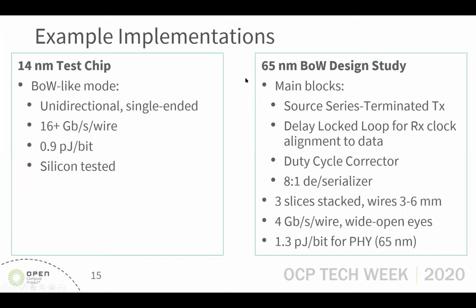In old school 65 nanometer technology, we've done a simulation study looking at the main blocks, making an assumption of 3 slices stacked, and we determined we would have wires up to 6 millimeters. We were assuming 4 gigabit per second, and we came up with 1.3 picojoule per bit in that 65 nanometer process.